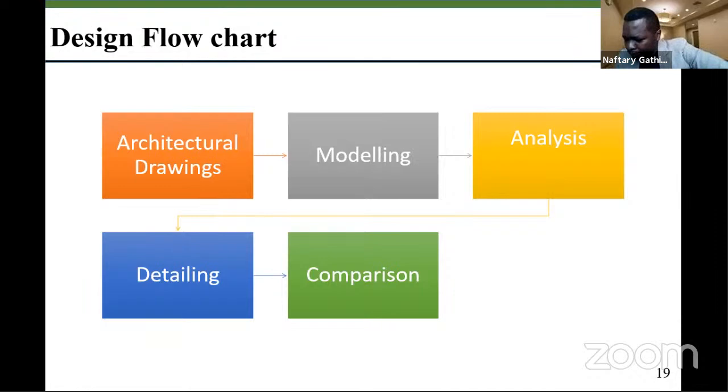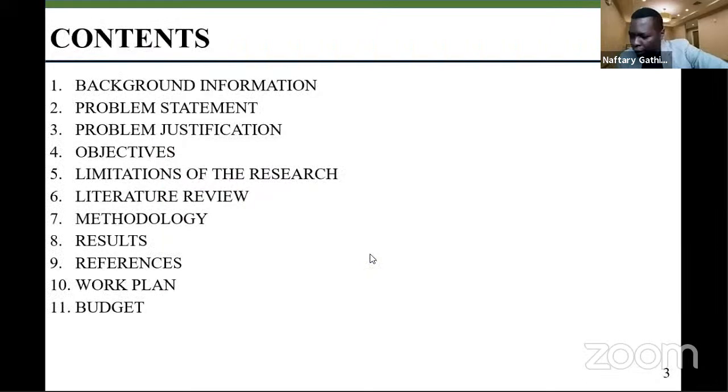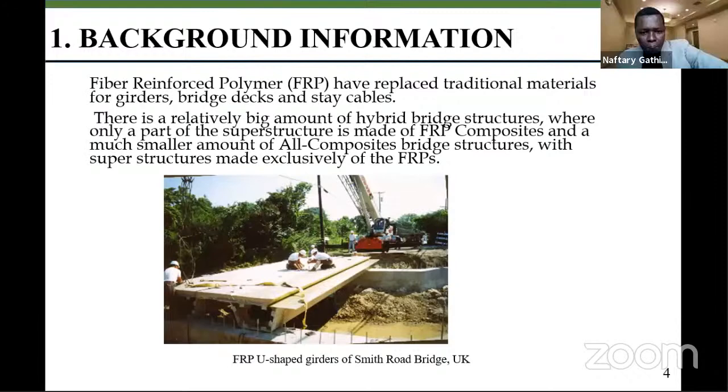So the big note that I made was, first, improve on the quality of your presentation. Like now, in line number one, when you're saying fiber-reinforced polymer have replaced traditional materials for girders, bridge deck, and stair, why do you have to write all these? These are things that you can speak out. You just need to have keywords.